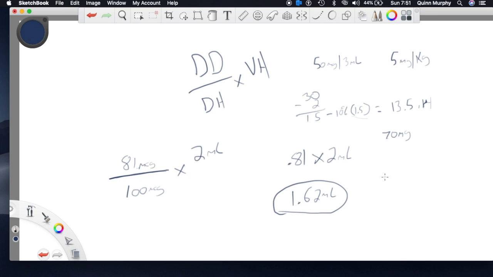So what I'm going to take is my desired dose, 70 milligrams, and I've got 50 milligrams in 3 mLs. So I'm going to take 70 divided by 50, and this I can't do in my head. So that's going to be 1.4. 70 divided by 50 is 1.4 times 3.